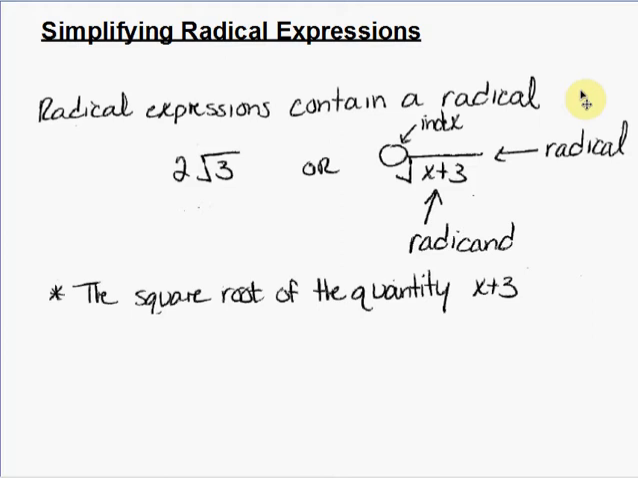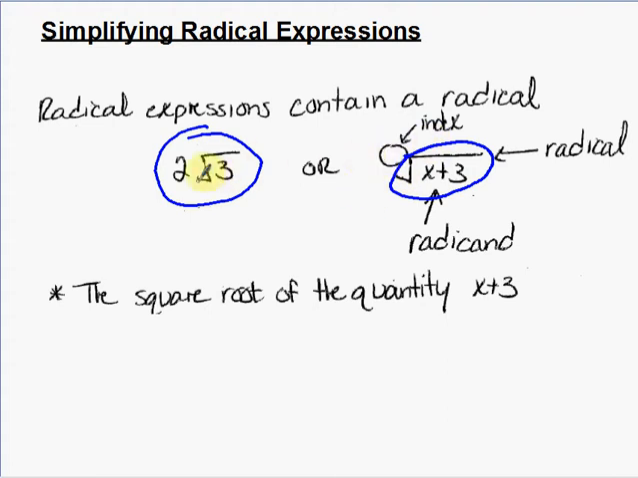Today we're simplifying radical expressions. A radical expression is an expression that has a radical symbol. Who'd have thought it? I have two examples here for you: 2 root 3, and the square root of the quantity x plus 3.